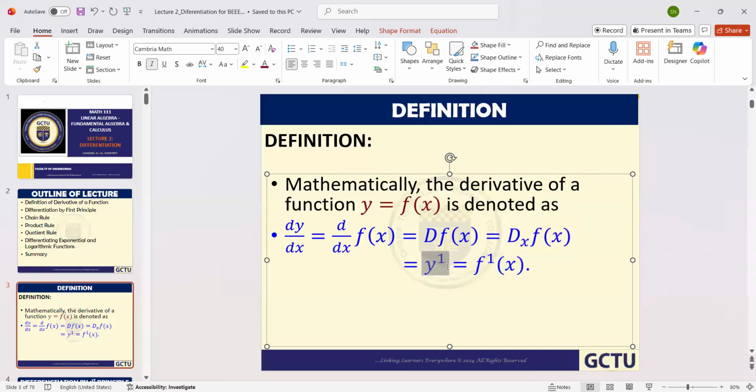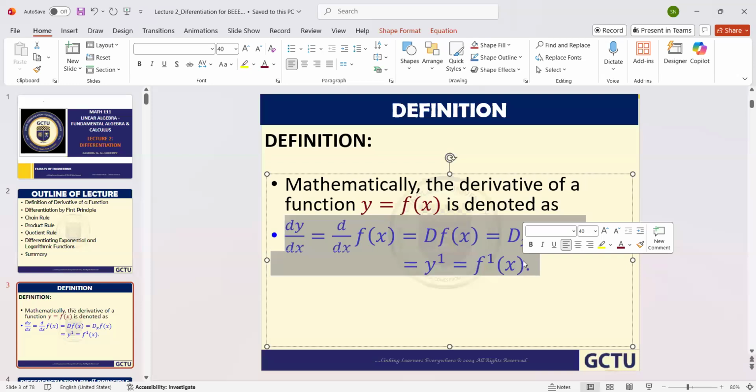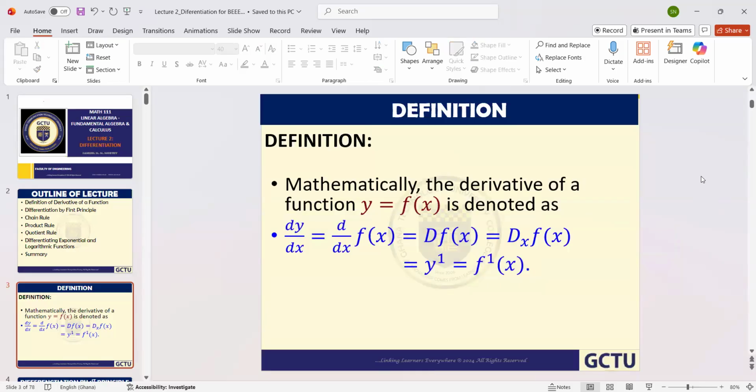Or some books will say y prime or f prime of x. So all these terminologies are referring to differentiating a function. That's the first thing we need to know. So when they say you are given a function and say find dy dx, or if the function is defined as f of x, they can ask you to determine d dx of that function, or they can say find y prime of that function. Please, all these terminologies are allowed in mathematics for differentiating a function.